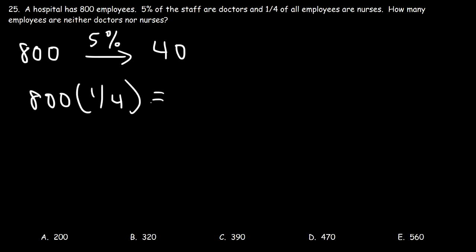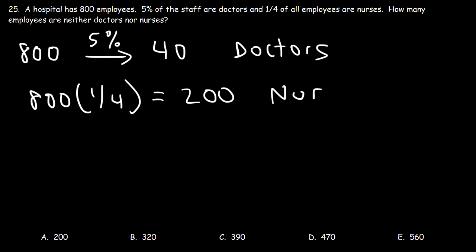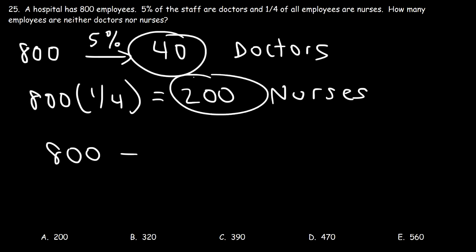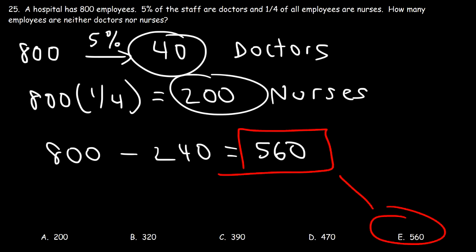1/4 of 800 is basically 800 divided by 4. Now, 8 divided by 4 is 2, so 800 divided by 4 is 200. So we have 40 doctors and 200 nurses. The rest are neither doctors nor nurses, and that's what we're looking for. So that's going to be 800 minus the sum of these two numbers. So 800 minus 240. 800 minus 200 is 600, and 600 minus 40 is 560, and that's the final answer. So that's how many employees there are that are neither doctors nor nurses.